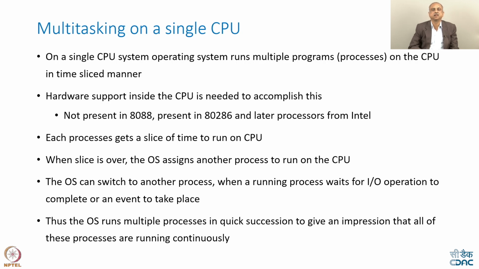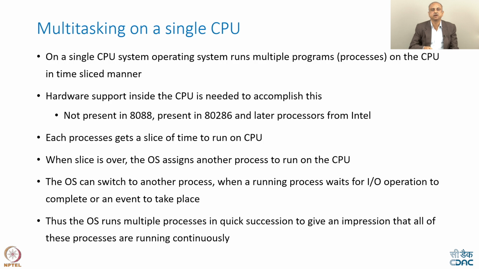Now comes another way of achieving the same thing, which is called multitasking. In such a case again the CPU is single, however, the operating system has a certain mechanism where it can run multiple processes in what is called a time sliced manner, which means when a process is started, it gets a time slice of certain milliseconds or certain microseconds. For that duration the program runs, and when the time slice gets over, the control comes automatically back to the OS.